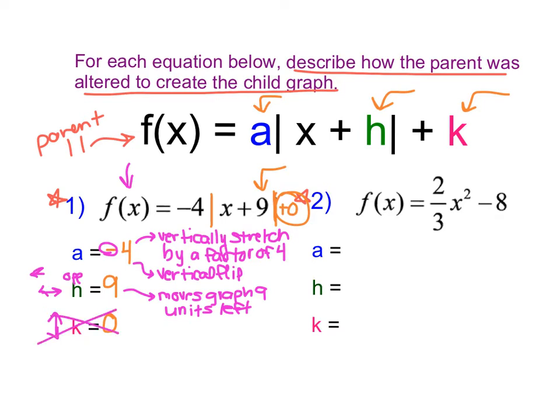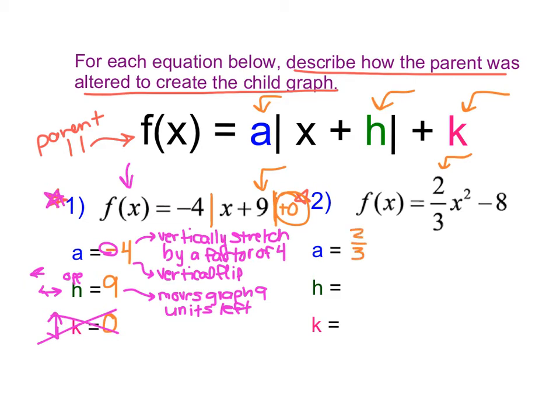So we've now learned that in order to create the child graph in number 1, it would vertically stretch by a factor of 4, vertically flip, and move the graph 9 units left from that parent graph. Now if we look at example 2, we're going to go through that same process. We're going to identify a, h, and k to start. Here, our a value, remember, is right out in front of the entire function, which in this case is 2/3.